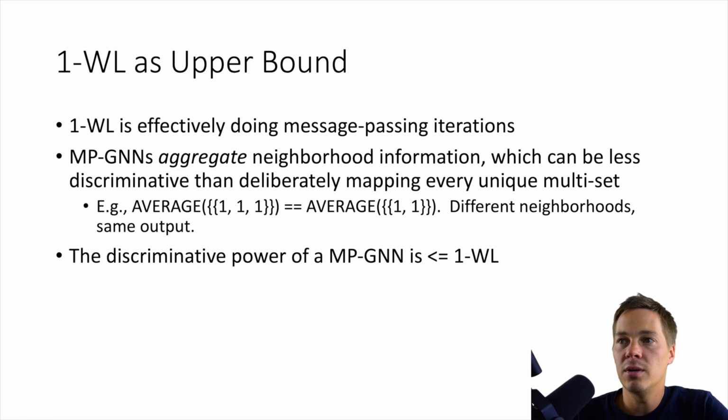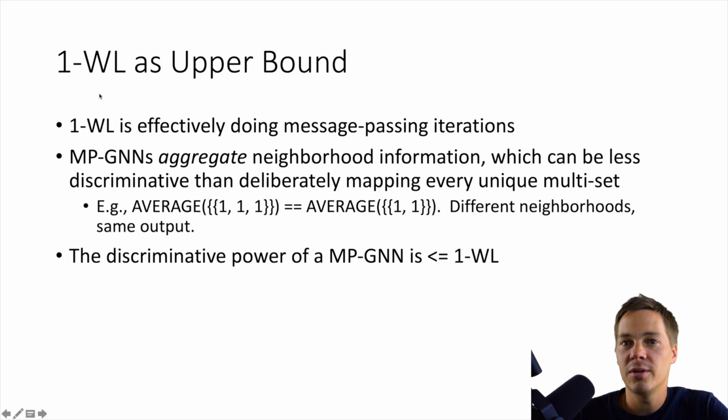1WL is effectively doing message passing iterations. And what we can learn from this is that message passing GNNs, we know that they're aggregating the neighborhood information, which is going to be less discriminative than 1WL, which is deliberately mapping every unique tuple to a unique output.